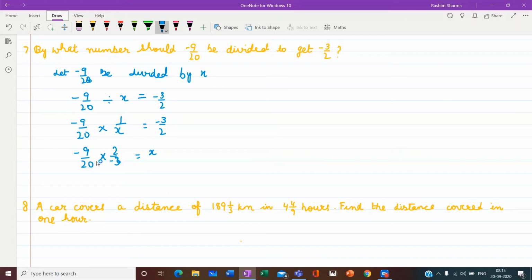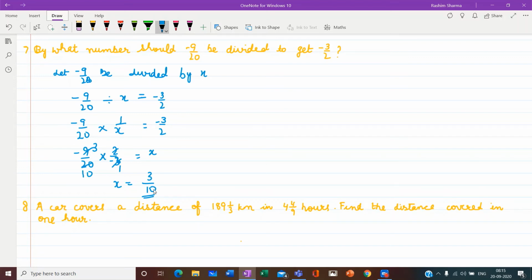Alright. So now we will cancel here. 3 ones are 3, 3 threes are 9, and here 2 tens are 20. So minus and minus we know will become plus. The value for x we get here is 3 in the numerator and 10 in the denominator. So our answer is 3 on 10. Alright.